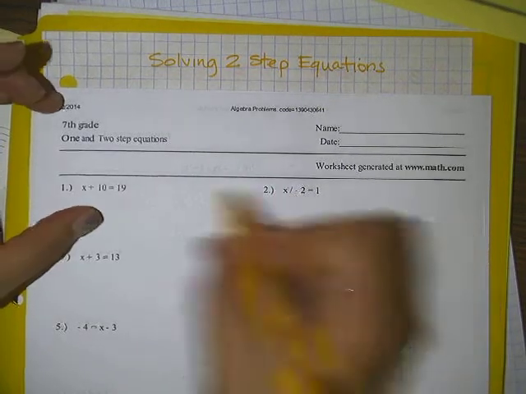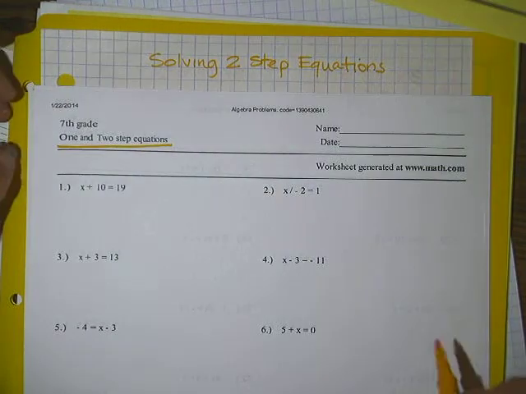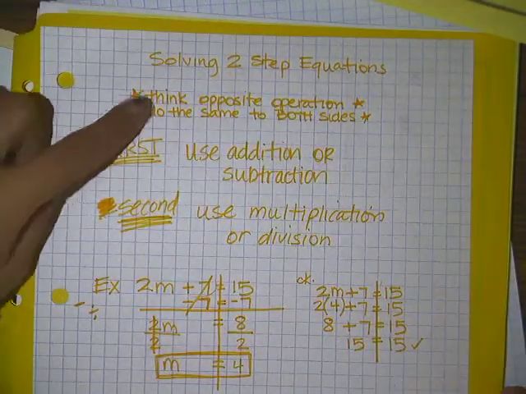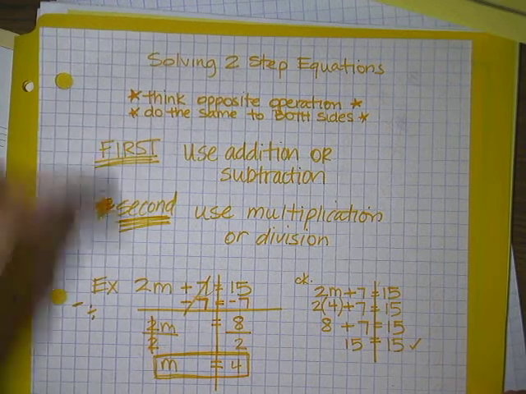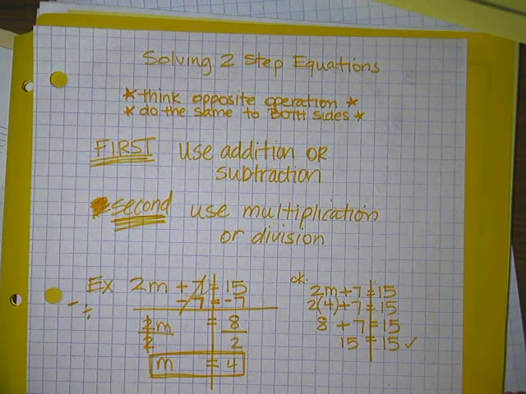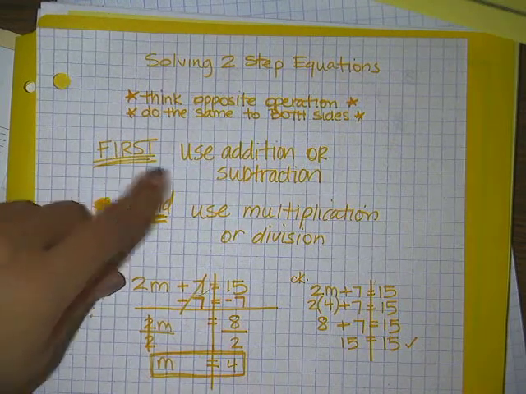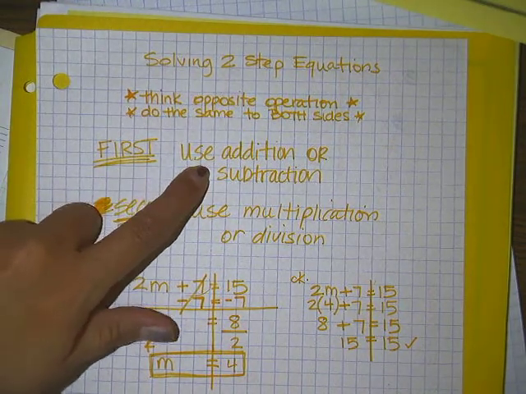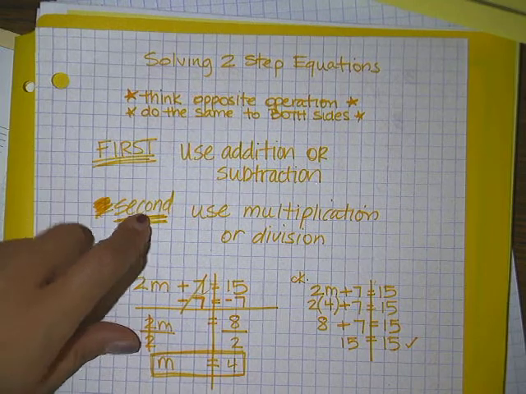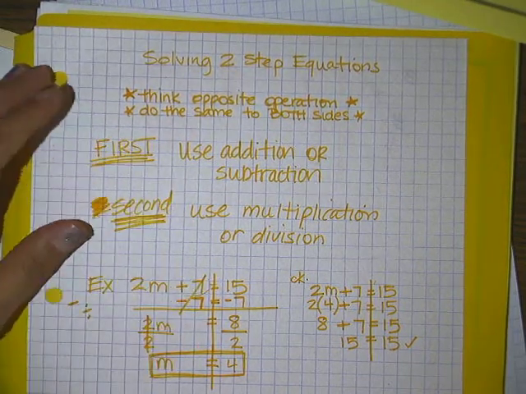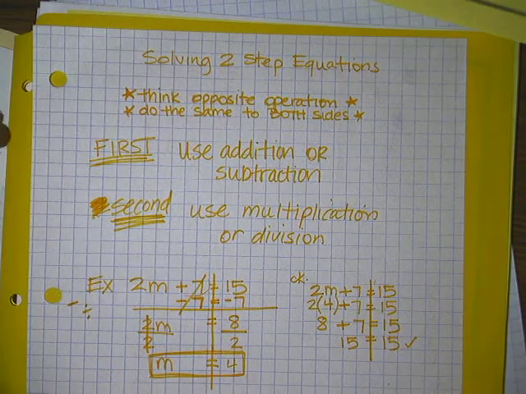Okay, so here we're solving 1 and 2 step equations. And even though we have some pretty good notes, things like think opposite operation and do the same to both sides, we also want to consider that the first thing we have to do is add or subtract, and then the second thing we do is use multiplication or division. And so it's sort of opposite of what we normally do when we're doing order of operations.